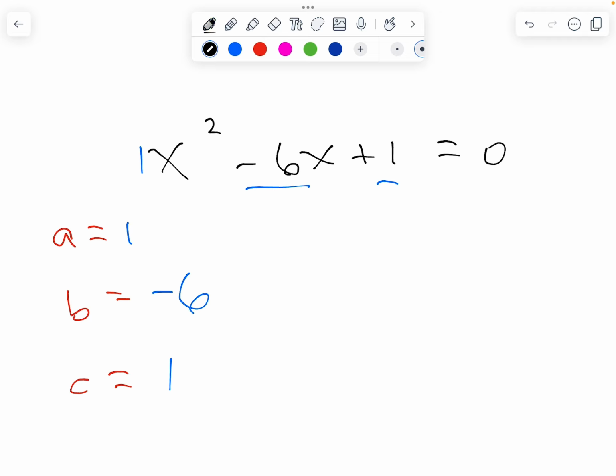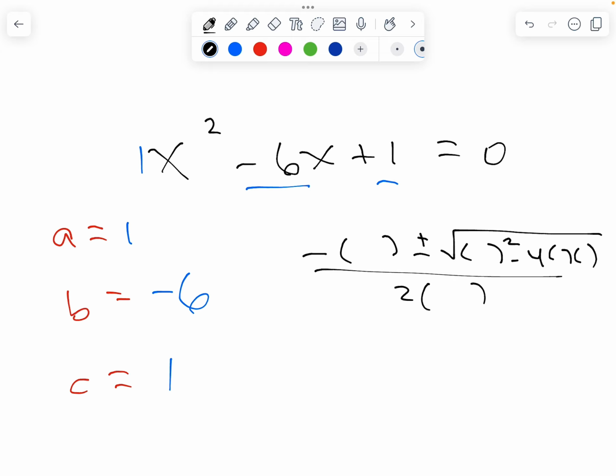Now what I would recommend you do on your paper is draw this template: negative placeholder, plus or minus the square root of placeholder squared minus 4 placeholder, all over 2 times placeholder. So pause the video for a sec, and draw this in on your paper. Okay, hopefully you've had a chance to sketch that in. Now let's go fill in these numbers.